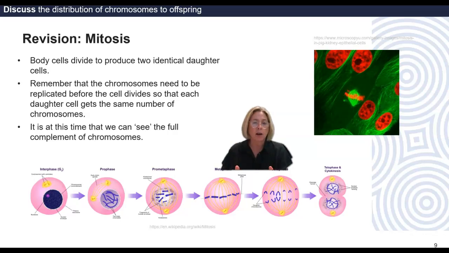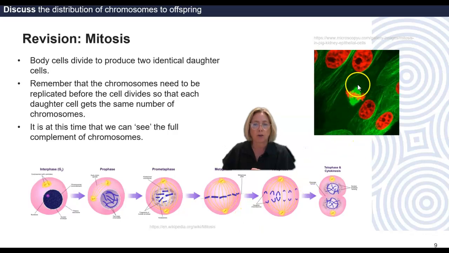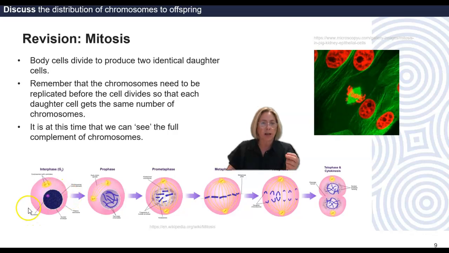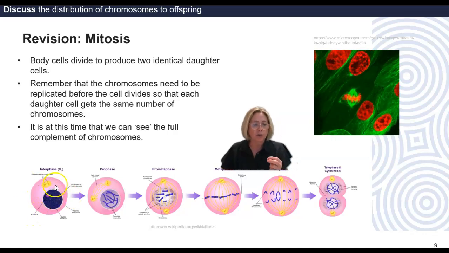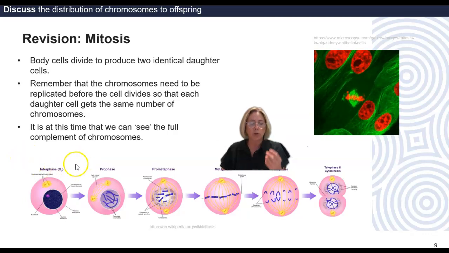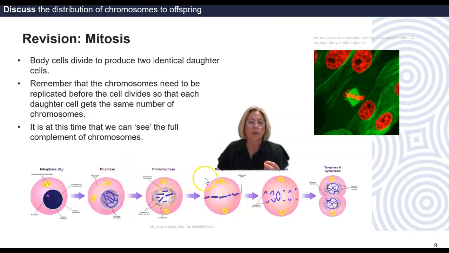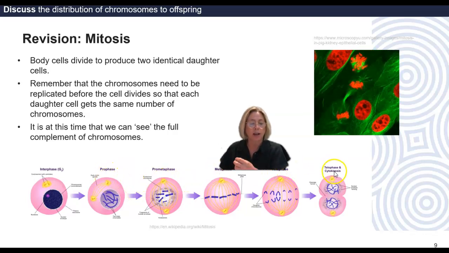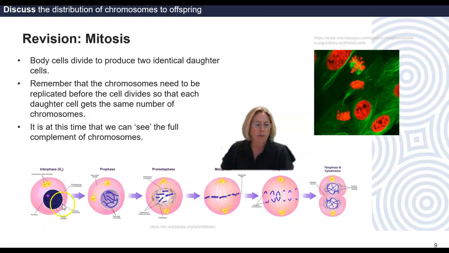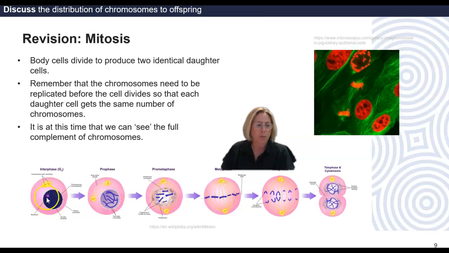And it is at this time that we can see the full complement of chromosomes that you're looking at over there. We have these different phases in the cell cycle. We have something called interphase, and that's the phase between division or mitosis. And then mitosis itself is split up into prophase, metaphase, anaphase, and telophase and cytokinesis. Okay, so down here we have interphase. We've got our nuclear envelope present here.